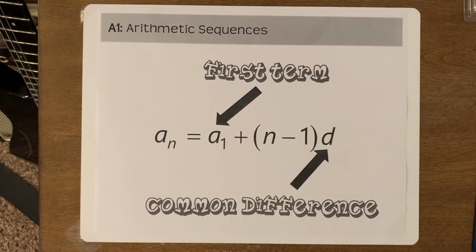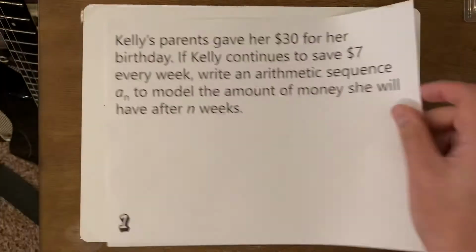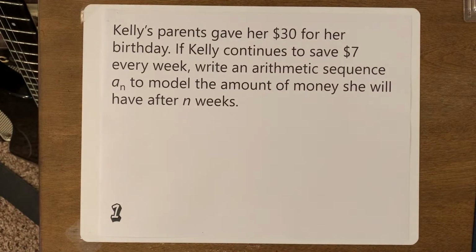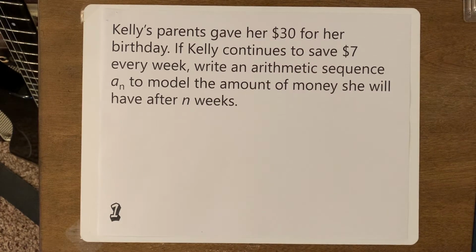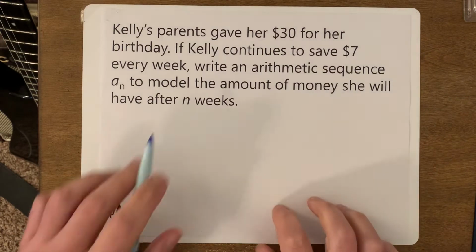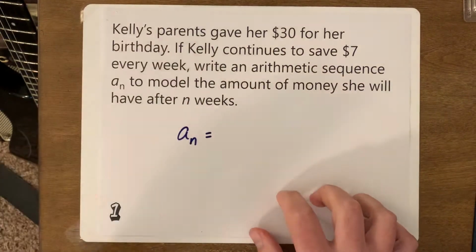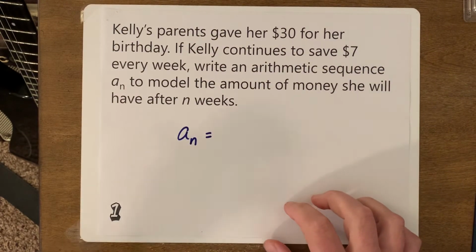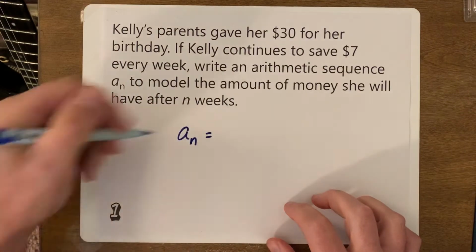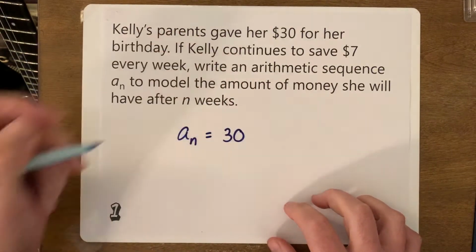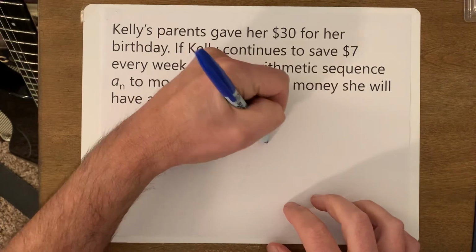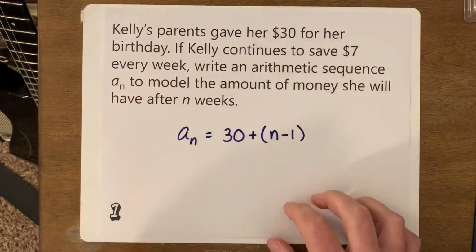All right, so we're going to talk about some very common examples, and I picked a few out for you. And so our first one says that Kelly's parents gave her $30 for her birthday. If Kelly continues to save $7 each week, write an arithmetic sequence a sub n to model the amount of money she will have after n weeks. So we're going to start with a sub n equals, we need the first term, the initial amount. Well, they gave her $30 for her birthday, and so she's got $30 as her first amount, then plus n minus 1, and then the common difference.